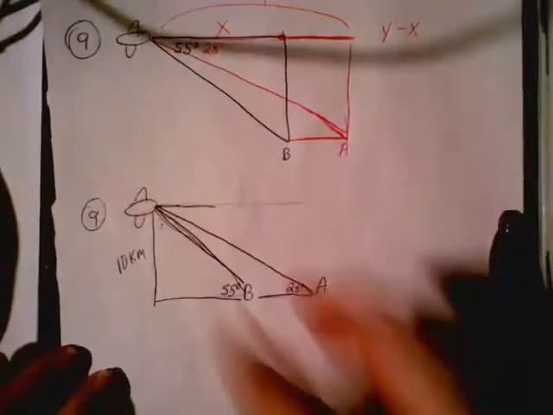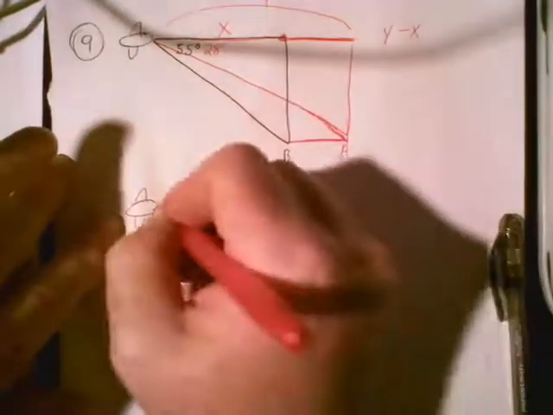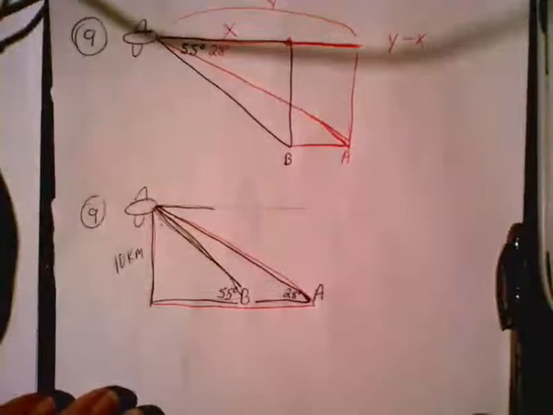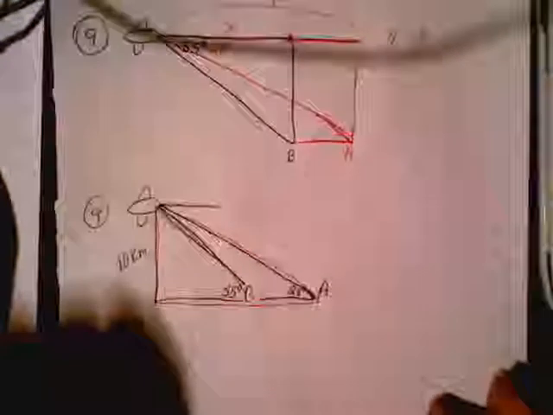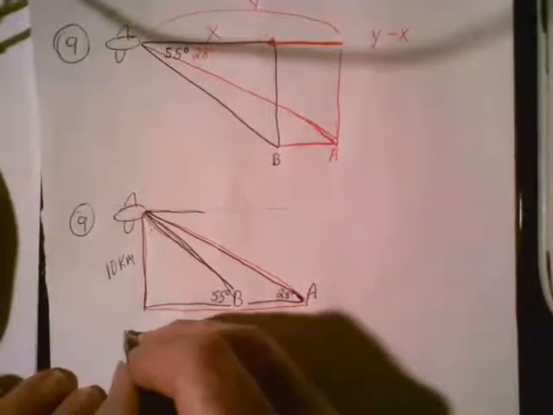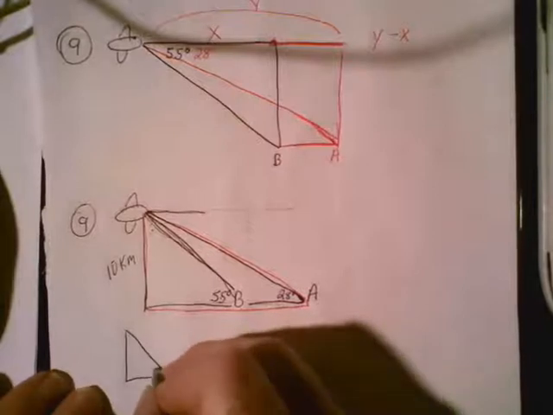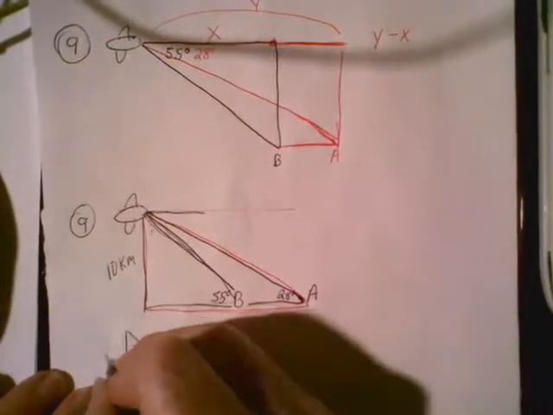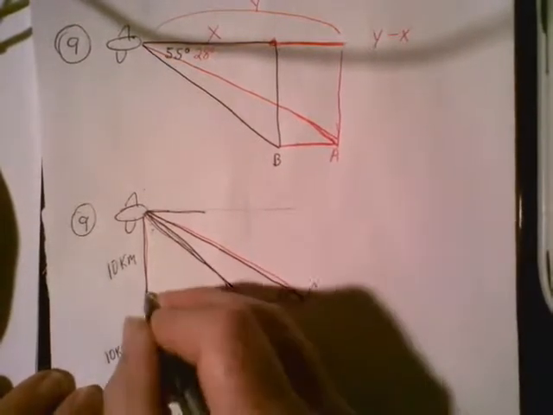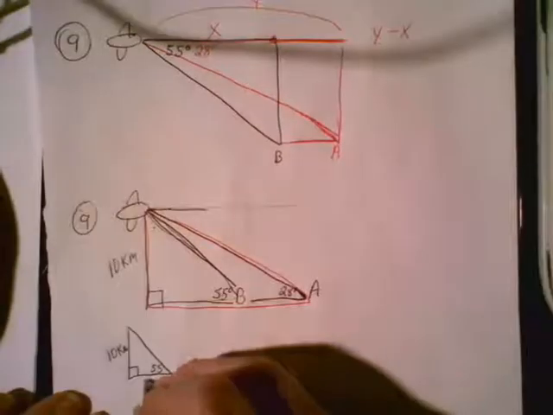I have the black triangle there. Then you also have this red triangle. And you're just going to find two different things here. So if I separate these two triangles, because it's confusing the heck out of me, I got this black triangle, this is 55 degrees, this is 10 kilometers, this is a right angle. We want to find this distance here.